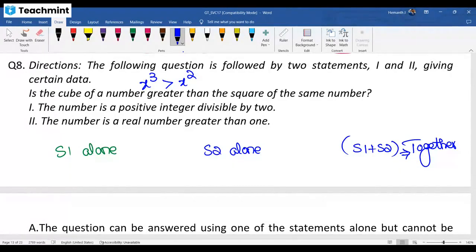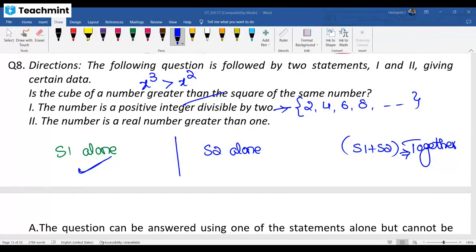Statement 1 alone: the number is a positive integer divisible by 2. Positive integers divisible by 2 means only even numbers. If a number is a positive integer, not negative, positive side, and divisible by 2, the list is 2, 4, and so on. 0 is not involved. For all these numbers, cube is greater than square. Statement 1 alone you can answer.